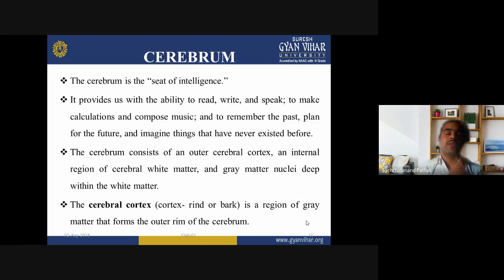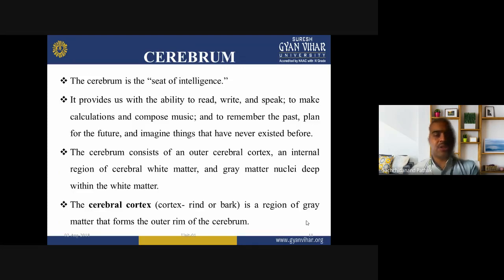Imagining something that has never happened. For example, sometimes you imagine that if I have some powers, then I can do these things, I can do that. I can fly in the sky, whatever you think. You just want to swim in the sky. So these are imagination. Imagination can be of different types, but the ability to read, write, speak, calculate, and remember are all worked by the cerebrum, because the cerebrum is called the seat of intelligence.